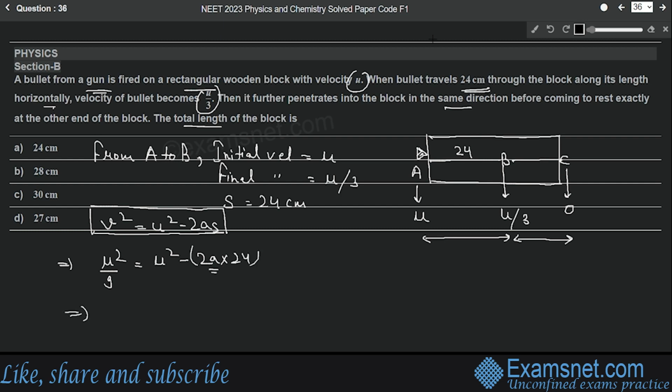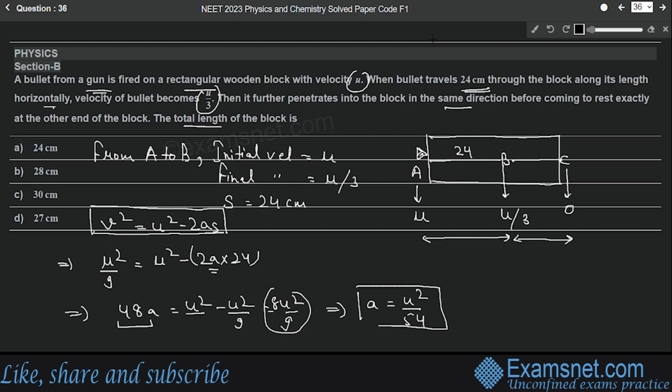So 2a into 24 is 48, right? So we'll bring this to the left hand side. So 48a will be equal to u square minus u square by 9. That is 9u square by 9 minus u square by 9, which is 8u square by 9. So 48a equals 8u square by 9. That means the value of acceleration will be u square by 54. So this is the value of acceleration of the bullet.